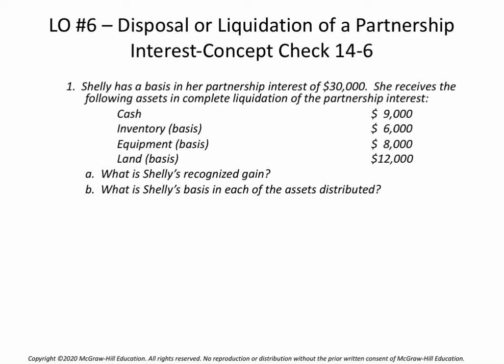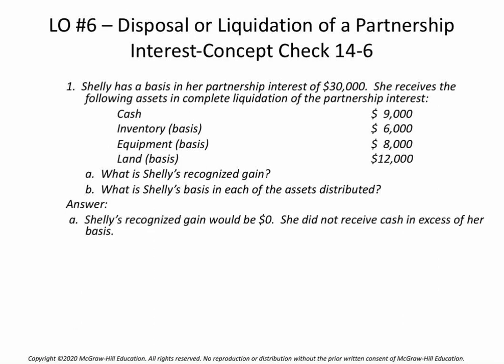So here we have received liquidation distribution of assets that are going to be $35,000. We had a basis of $30,000. And the recognized gain that we're going to have here is actually going to be 0. And the reason why is we did not receive cash in excess of that basis. We've only received $9,000 in cash and then $15,000 for either cash or inventory. So those are going to reduce the basis that we have in the partnership interest, but are not going to trigger gain recognition.